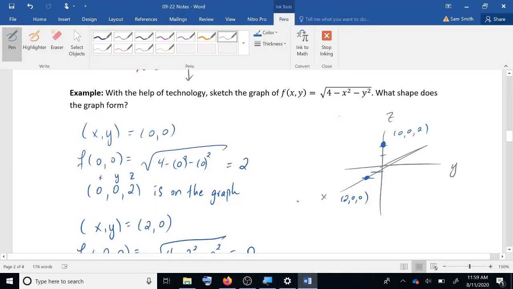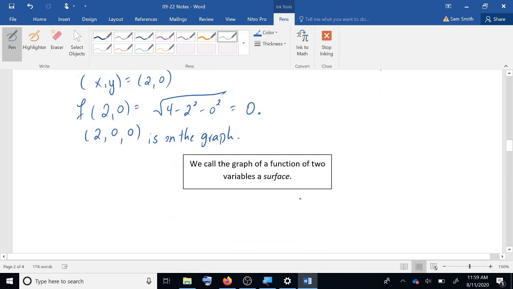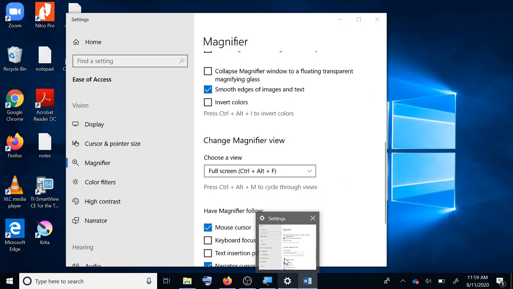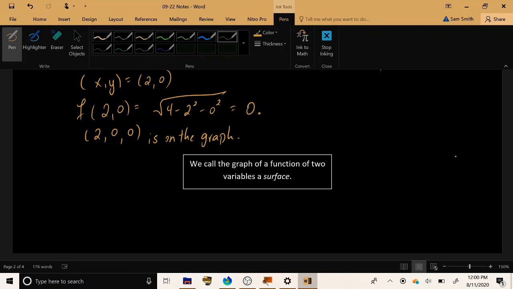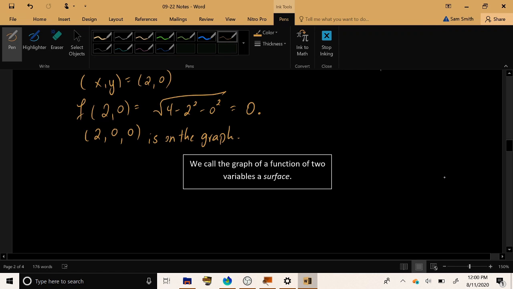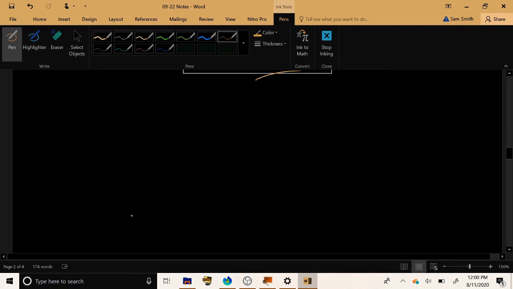Okay, so let's go back and let's just define a term real quick. Let me invert colors again. The name that we give to a graph of a function of two variables, like we have seen in the previous examples, we call these graphs surfaces. The graph of a function of one variable is called a curve, and the graph of a function of two variables is called a surface. And you'll see that terminology used considerably once we get into chapter 3 toward the end of the course, surfaces.